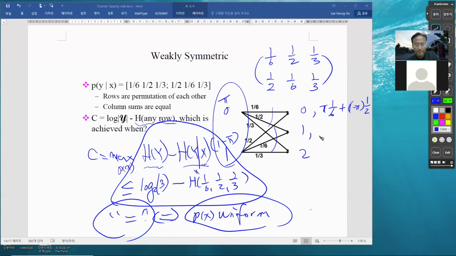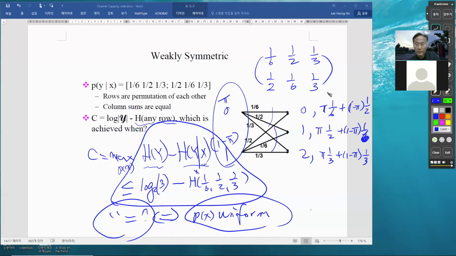And this one is obtained by pi times half plus 1 minus pi times 1/6, sorry, 1/6. And for 2, it is pi times 1/3 plus 1 minus pi times 1/3.